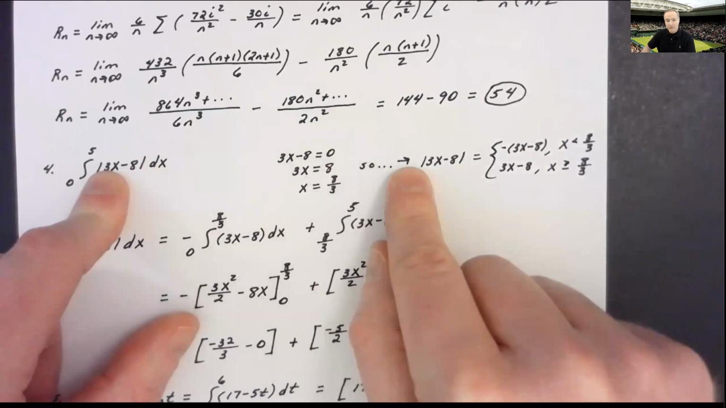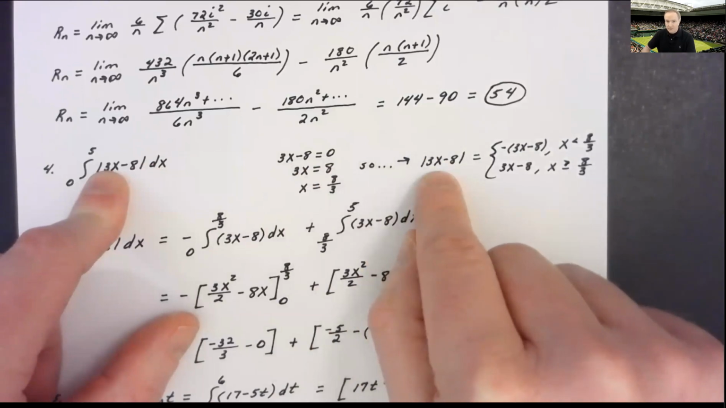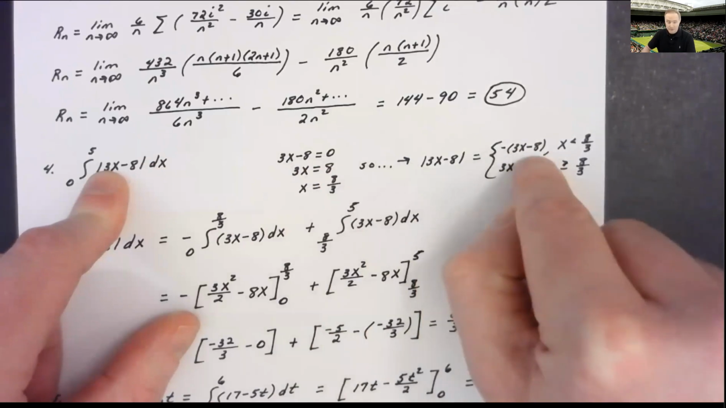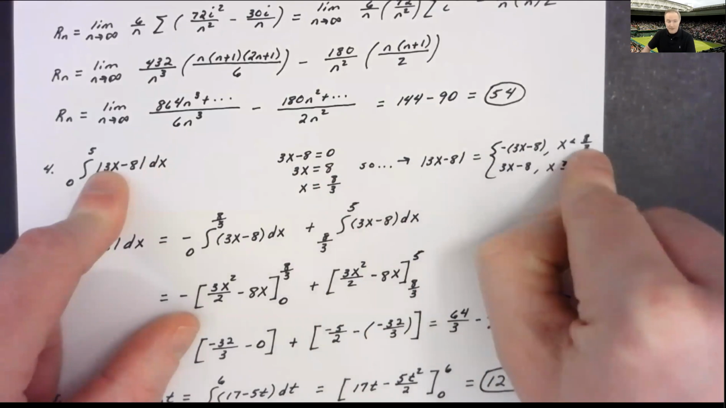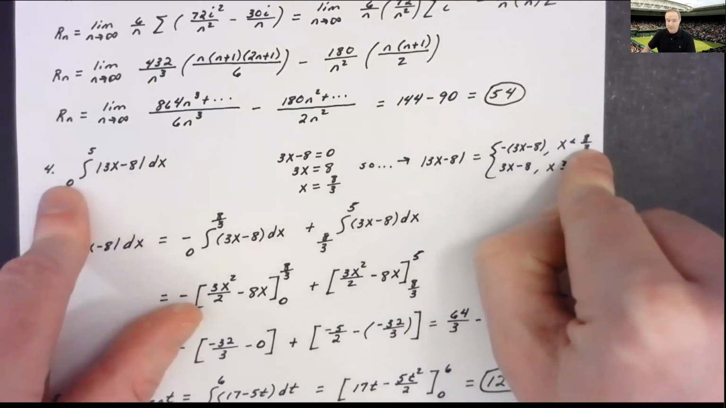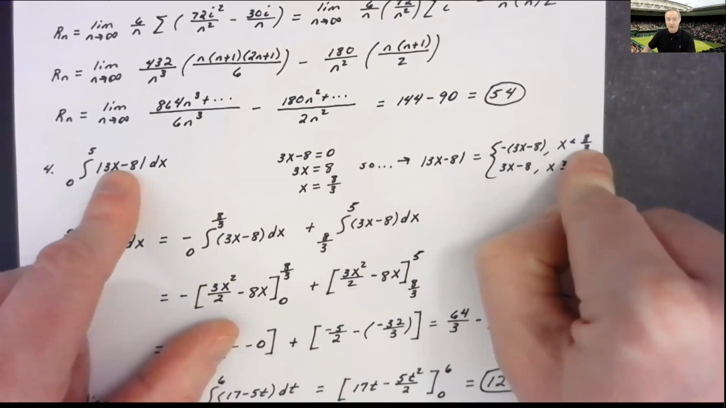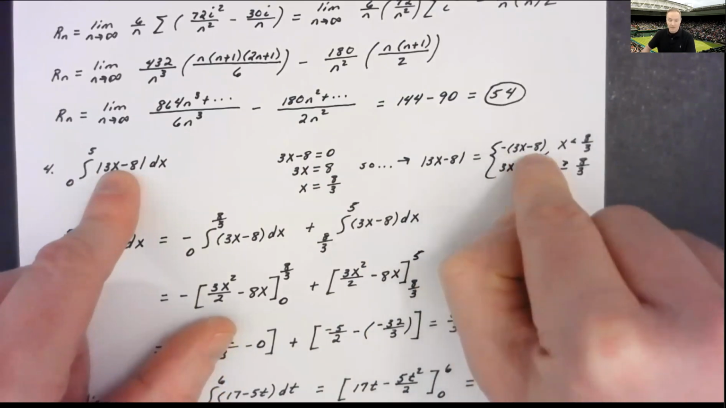So what that tells me is that the absolute value of 3x minus 8 is actually the negative of the group 3x minus 8 for any x value less than 8/3. And you can see that. You could easily plug in a 0 and say, well, at 0, this is -8. The absolute value is going to have to change the sign of that.